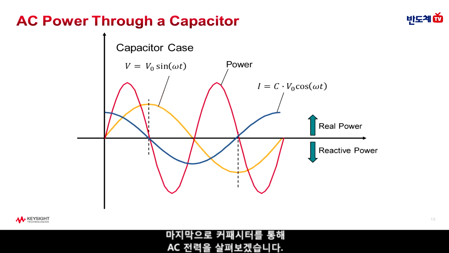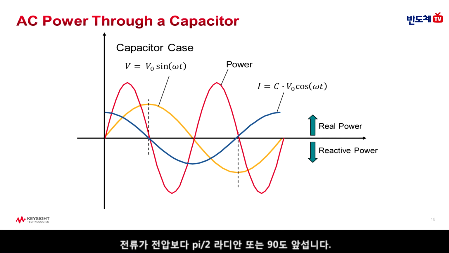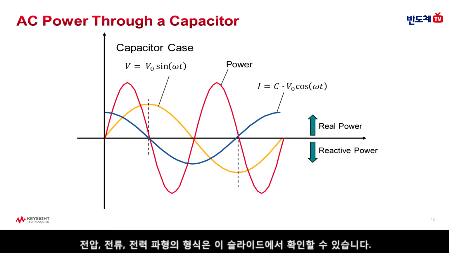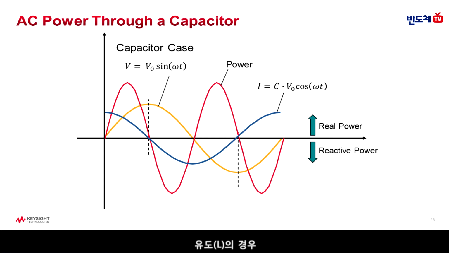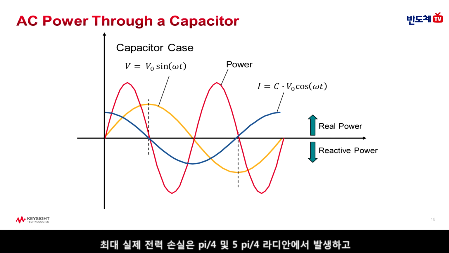And finally, we have the AC power through a capacitor. Now, in the capacitor case, the current leads the voltage by pi over 2 radians, or 90 degrees. And the voltage, current, and power waveforms have the form shown on this slide. Now, as in the case of the inductor, the capacitor generates both real and reactive power. But again, over an entire period, they exactly balance out. So again, there's no net power dissipation here either. Now, in the capacitor case, we can see that maximum real power dissipation occurs at pi over 4 and 5 pi over 4 radians, and maximum reactive power dissipation occurs at 3 pi over 4 and 7 pi over 4 radians.